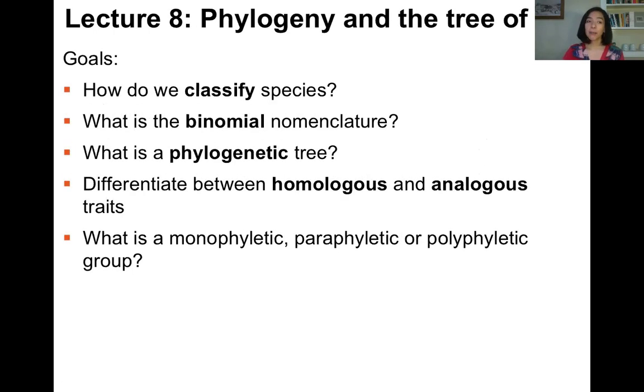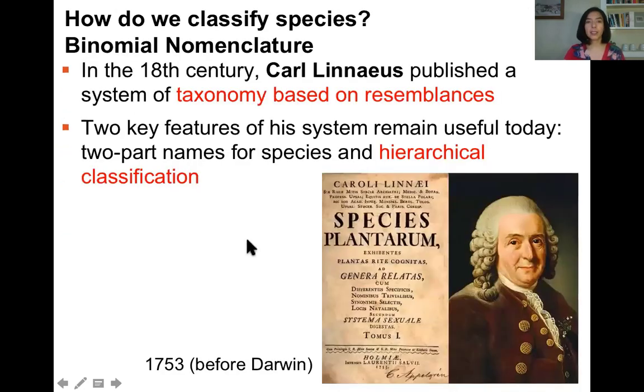Today, we're going to learn about how we classify species, and we're going to go through binomial nomenclature, what that means, how we construct phylogenetic trees, and how we can read them, these different types, homologous and analogous, and these different types of clades, monophyletic, paraphyletic, and polyphyletic. From now, I want to say that what scientists really want to describe is the monophyletic group. So remember that the monophyletic group is the one that we care about.